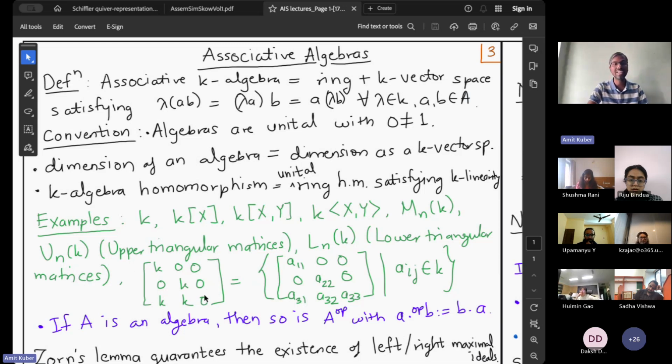Sorry, this entry, this A33, has to be K. Yeah, that's a right-o, not a typo. I will correct that before sending you the notes. So this third 3x3 entry has to be K. So all the diagonal entries are Ks, and then these two off-diagonal entries can be non-zero.